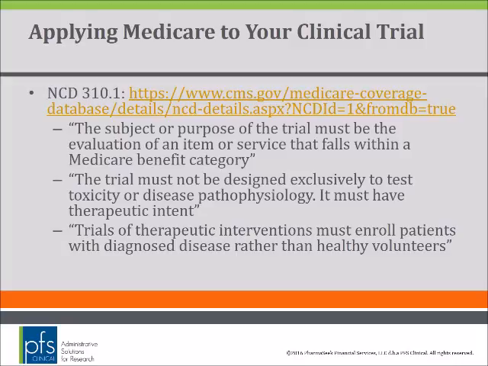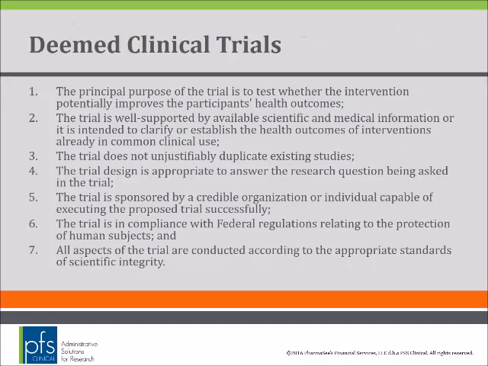Thirdly, the trial must enroll patients with diagnosed disease rather than healthy volunteers. And this ties back into the explanation that I just gave for the second point. And finally, the clinical trial must be deemed in order for it to qualify. Now, when a clinical trial is deemed, that means that the protocol has the necessary characteristics most clinical trials should include as established by the NCD 310.1 policy. Now, I've included the 7 examples given in said policy just so you can see what these characteristics are, but they're pretty straightforward and don't require very in-depth explanation.